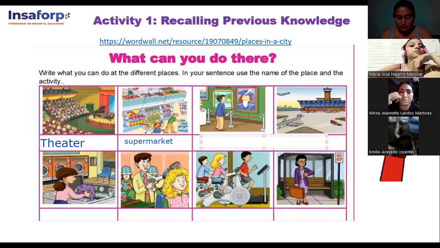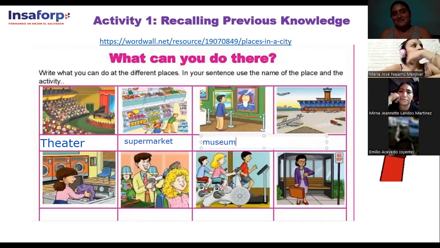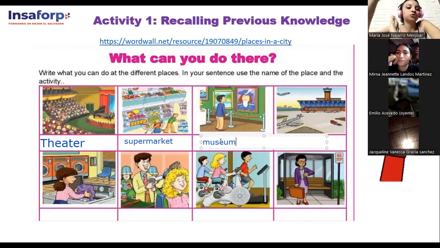Okay, what is this number three? Museum. A museum. What can you do at a museum? You can watch the paintings and pictures. Okay, you can learn about history.